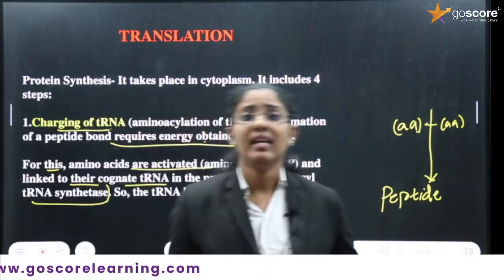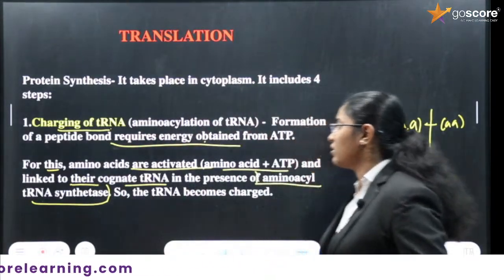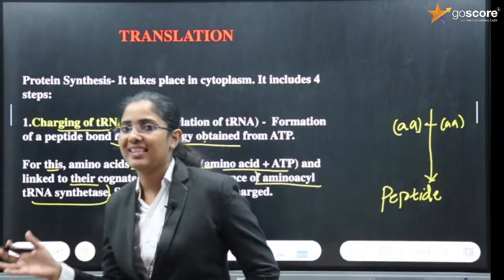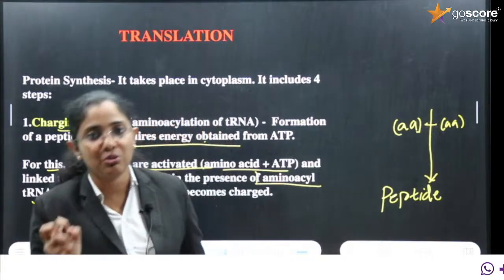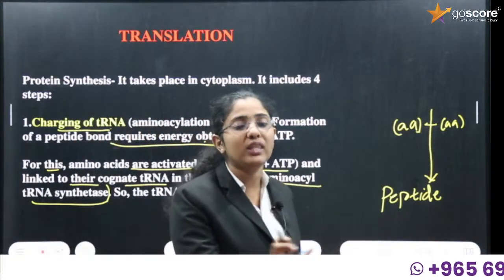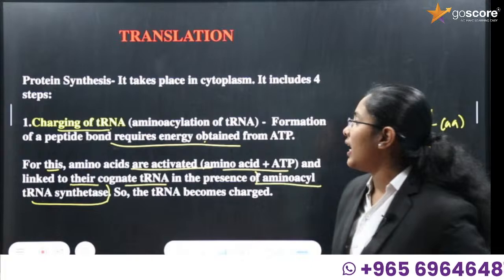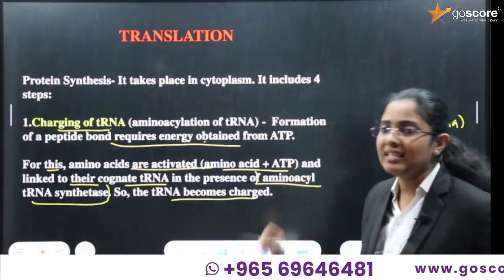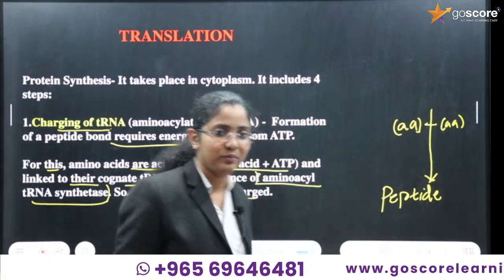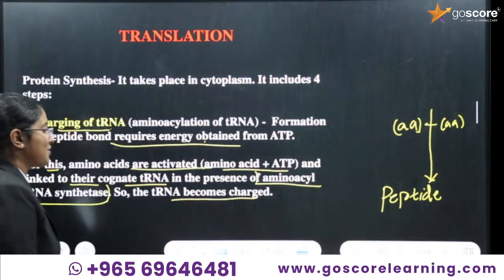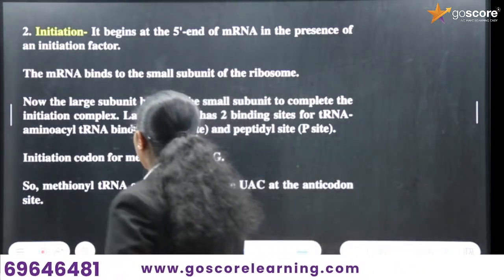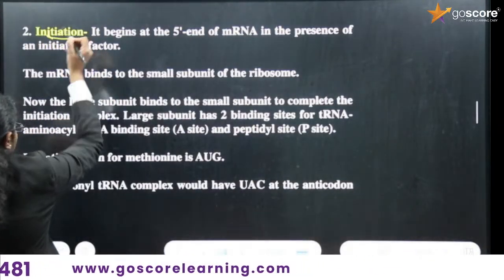Okay, amino-acyl tRNA synthetase. So we can say when this amino-acyl tRNA synthetase helps the amino acid to get activated with the ATP molecule, then we will call the tRNA a charged molecule. Okay, got it? So next, what is the step? Initiation. Now, initiation takes place.